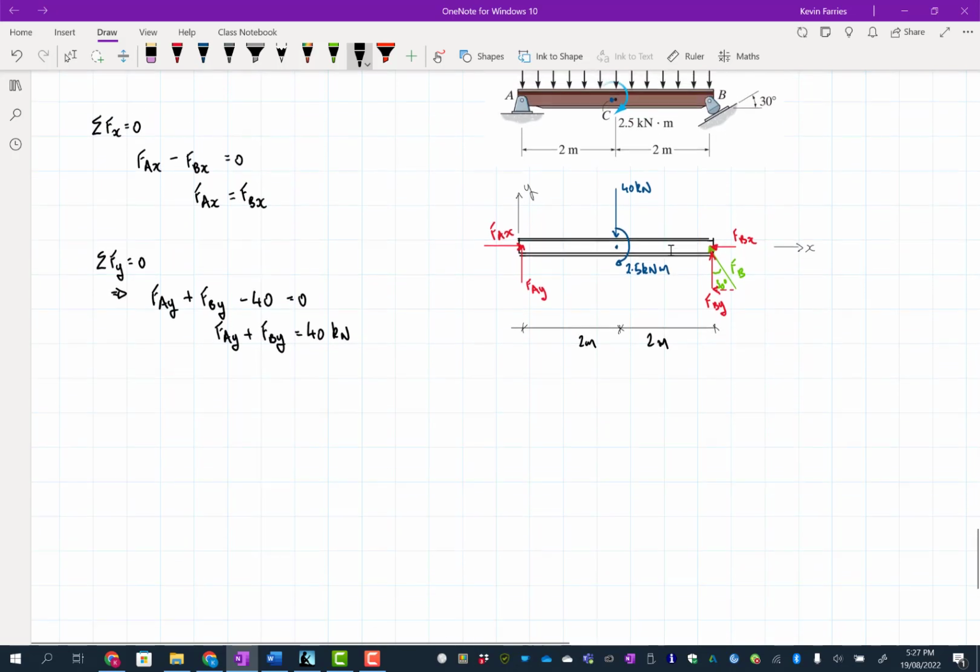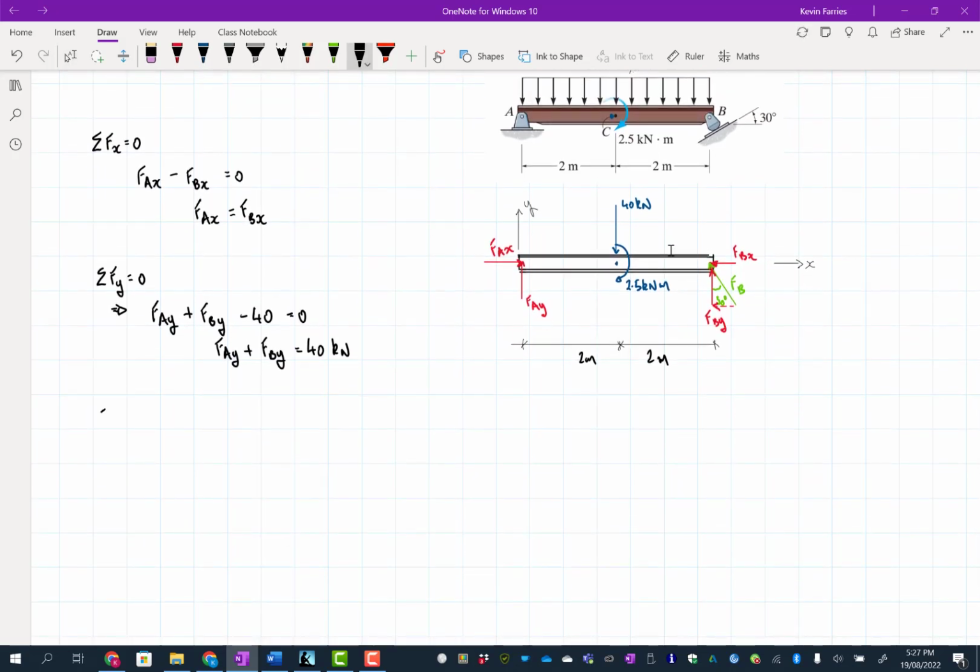Grand. Now we've got our last weapon in our arsenal: the sum of the moments is equal to 0. And what will we take? Might be tidier. So this is the A side and this is the B side. We don't know this, so if possible it would be nice to eliminate it from the moment. So it would be nice to take the moments at B. Then this force here has no lever arm. These components don't have any lever arm either, and so that would eliminate that.